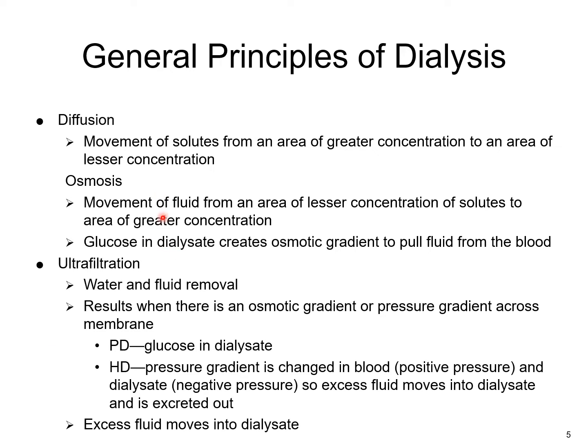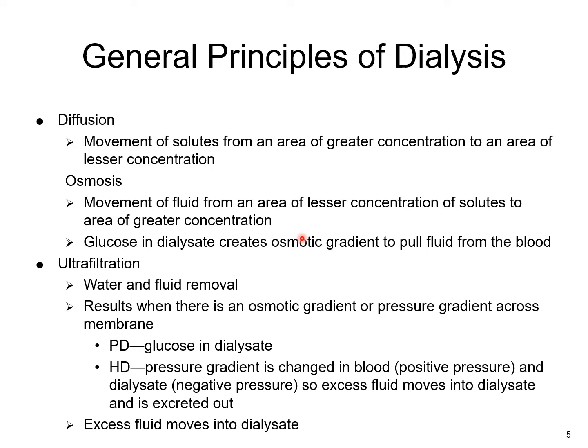So with osmosis, it's movement of fluid from an area of lesser concentration of solutes to an area of greater concentration. So the glucose in the dialysate creates an osmotic gradient to pull fluid from the blood, right? So you know that fluid moves from an area of lesser concentration of solutes to an area of greater concentration. So that's the mechanism that's happening there with osmosis.